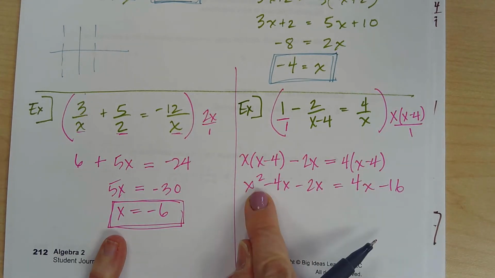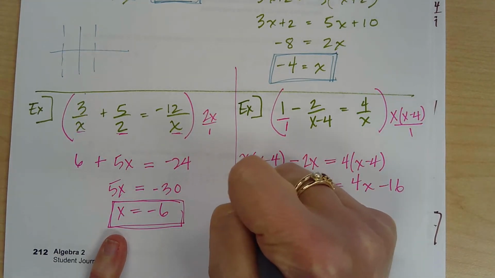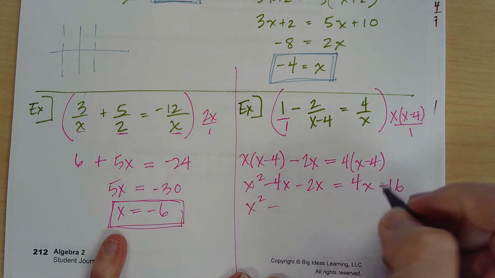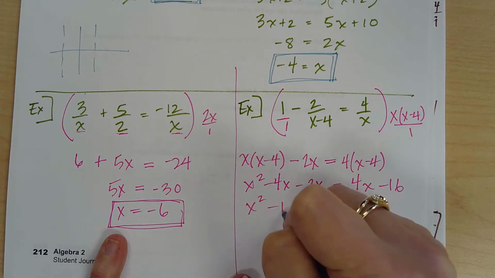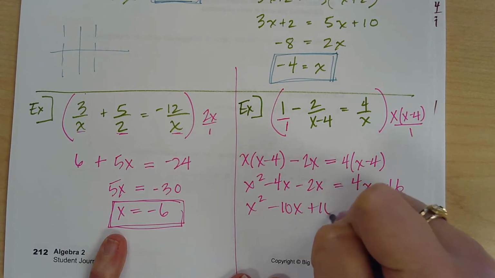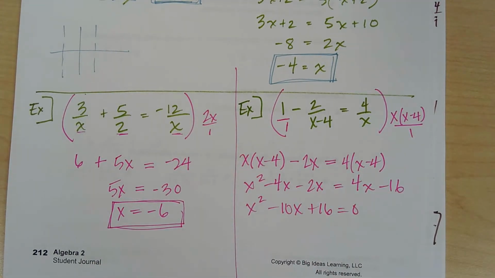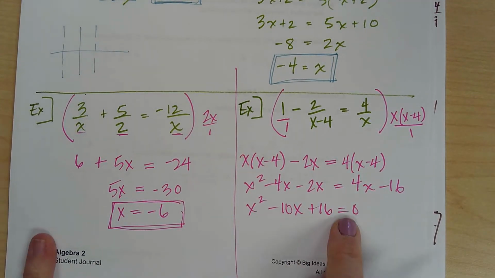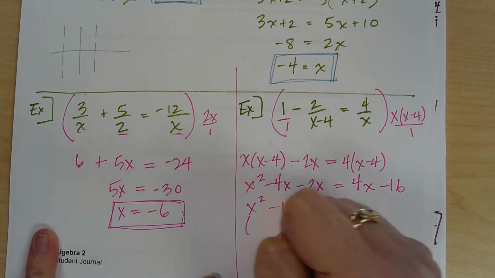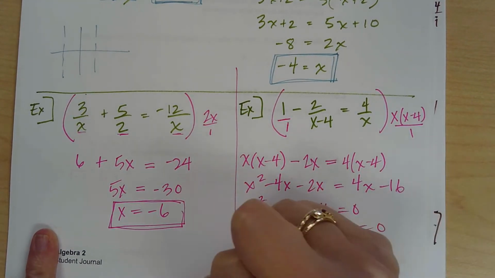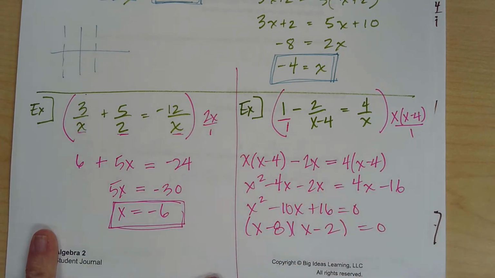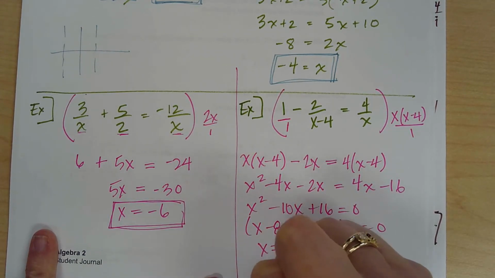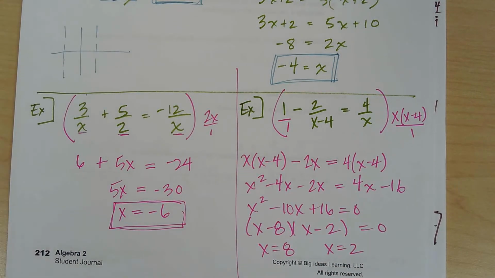Notice that it's quadratic, so let's go ahead and set it equal to 0. So I get, this is negative 6, and if I subtract 4, that's negative 10x, and then I'm going to add 16. So I'm going to set everything equal to 0 here. This is a trinomial. Let's go ahead and factor it. So I get x minus 8 and x minus 2. And so my two solutions would be 8 and 2.